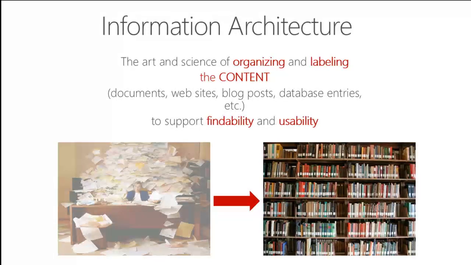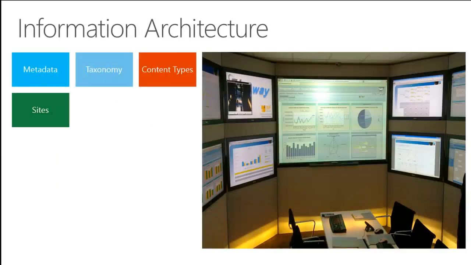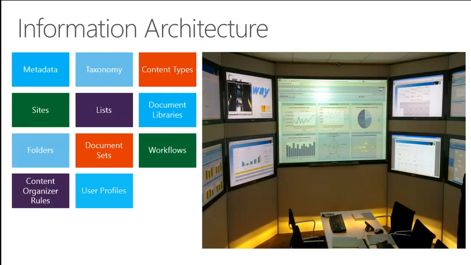So let's see what we do have in SharePoint, because we have a lot of things. We have a lot of tools in SharePoint to support the information architecture, to make our lives easier. We have metadata columns in SharePoint. We have taxonomy. We can build up our own taxonomy as managed metadata. We have content types, sites, lists, document libraries, document sets, workflows, content organizer rules. We have a lot of things to consider to make our information architecture better. So those are the tools in SharePoint we have to consider when we want to plan or when we want to improve our information architecture.